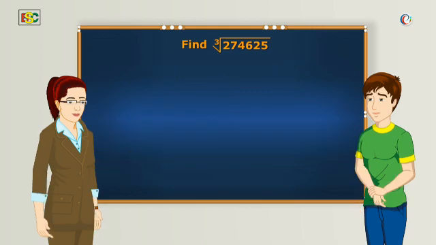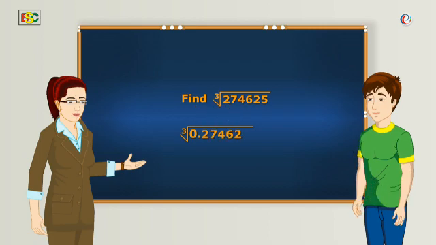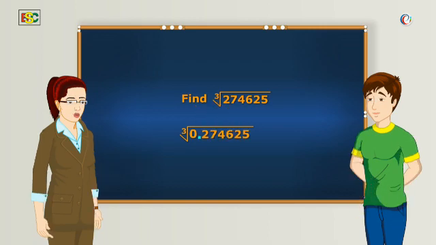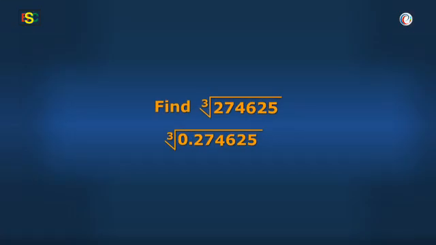Yes, Savali. So, for the cube root of 0.274625, place the decimal at the appropriate position. Of course, ma'am. I remember. If there are 6 digits after the decimal from the right side in my question, then I have to place the decimal after 2 digits from the right end in my answer, and it will become 0.65.